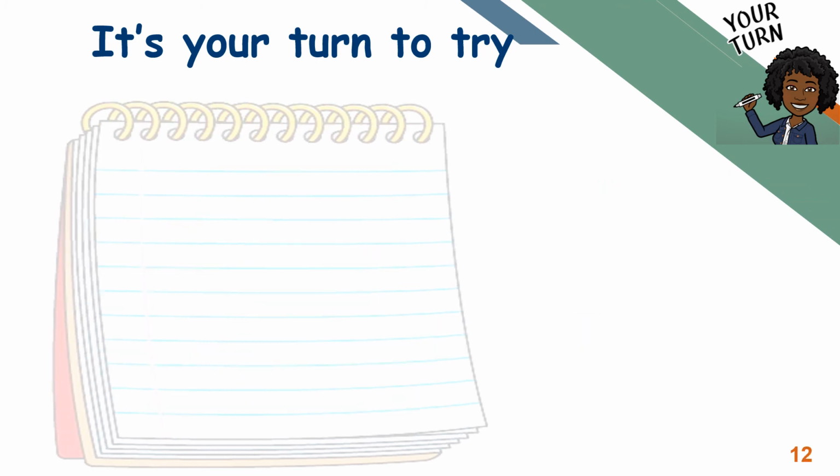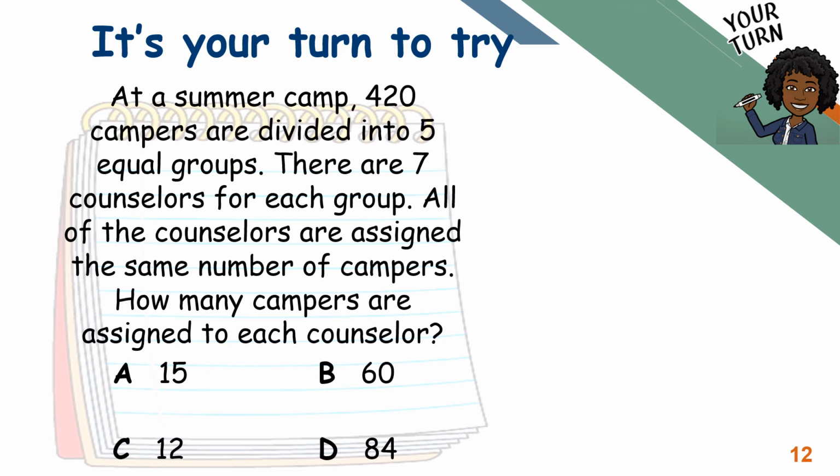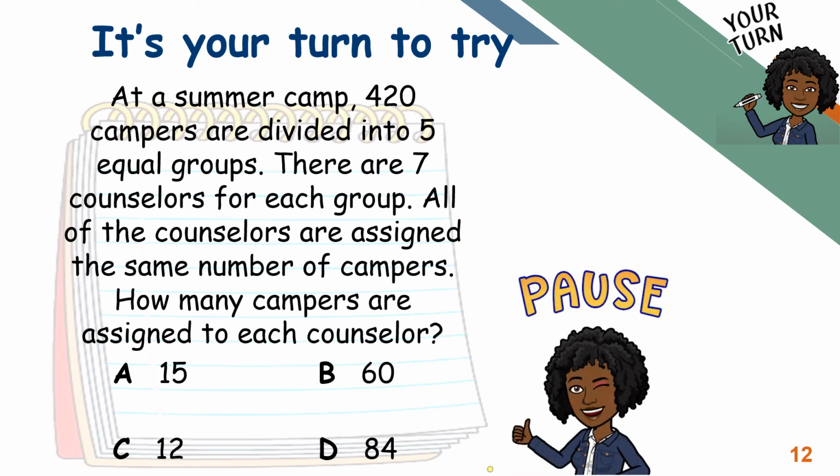Here's the last one. At a summer camp, 420 campers are divided into 5 equal groups. There are 7 counselors for each group. All of the counselors are assigned the same number of campers. How many campers are assigned to each counselor? Pause and take your time to work.